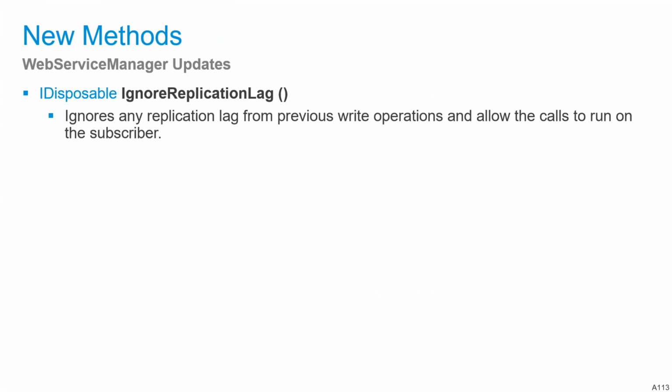In transactional replication, subscribers are read-only, and all write calls on the subscribers are redirected to the publisher. In addition, all subsequent calls to the subscriber are routed to the publisher for a duration of 10 seconds to account for any replication lag. This may not be a desired approach at all times, especially in batch operations like copy design. In such scenarios, we call the ignore replication log method to ignore any replication log from previous write operations and allow the calls to run on the subscriber.